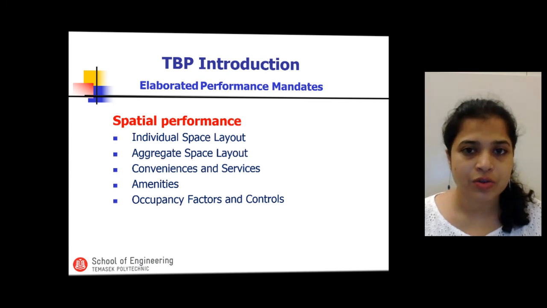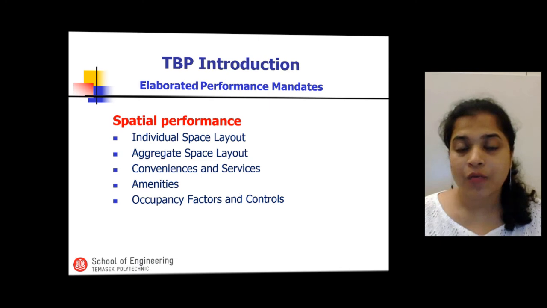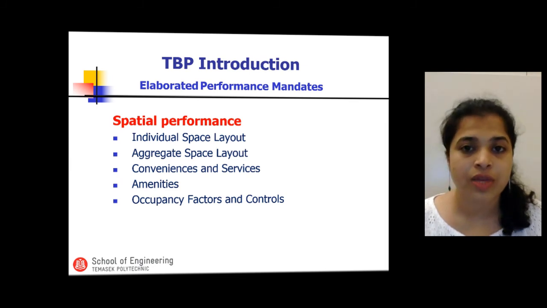Occupancy factors and controls. Now, if in my office space I feel very hot or I feel very stuffy, I should be able to control the temperature of the air conditioning. This control affects the occupant comfort. If the lighting is very dim, I should be able to use my own desk lighting, my task lighting, right? This control affects the overall spatial performance. So under this criteria, under this performance mandate, we look at all these different factors.